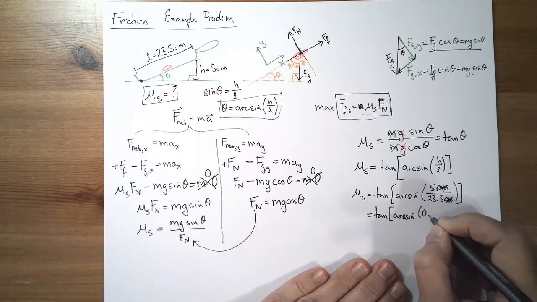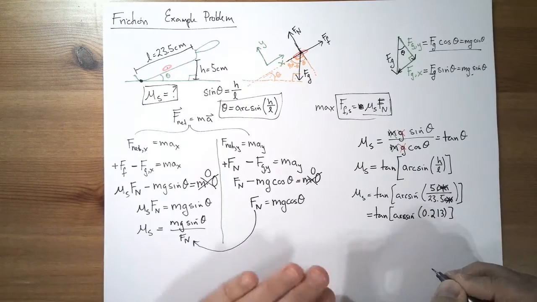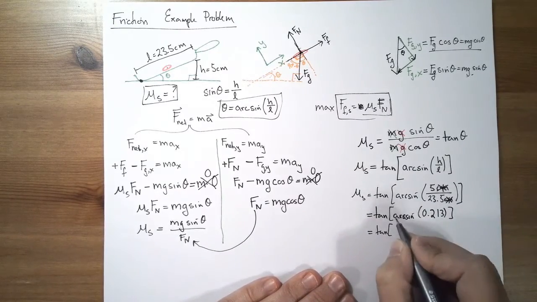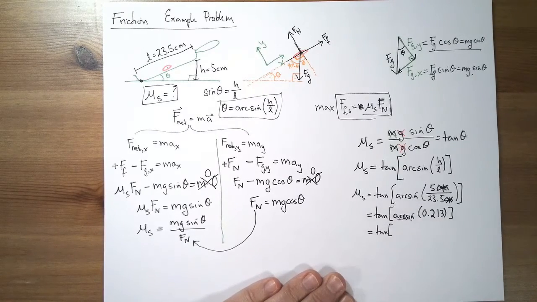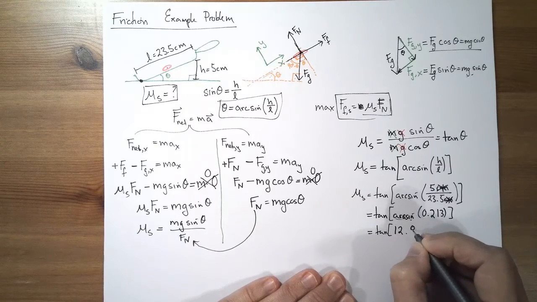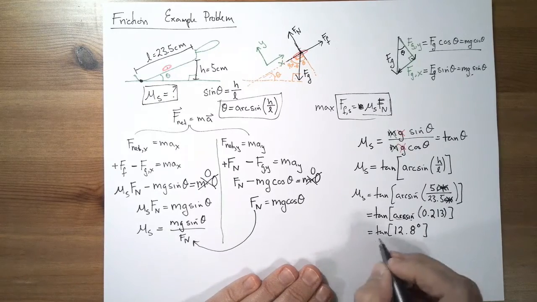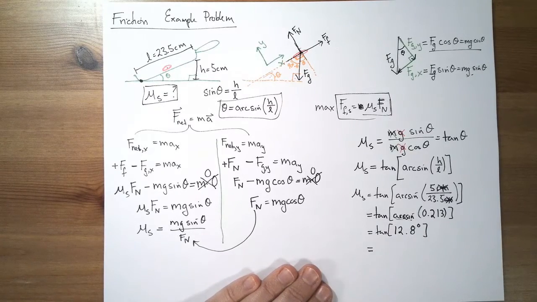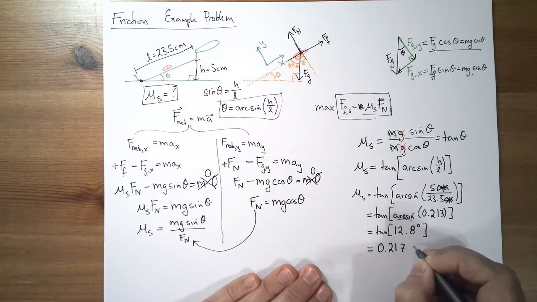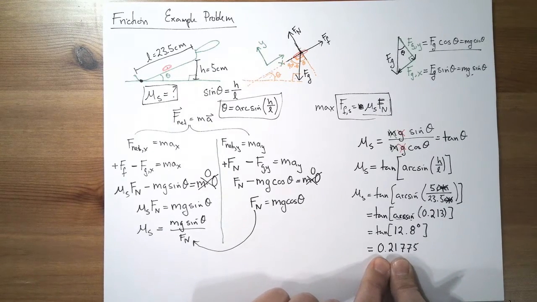That is 0.213 and other stuff, but we'll cut it off there. And then tangent of, let's evaluate the arc sine of this guy. That is 12.8 degrees and other stuff, but it's in degrees because I have my calculator in degrees. And then tangent of that angle in degrees is 0.21775 and other things. And now we do sig figs.